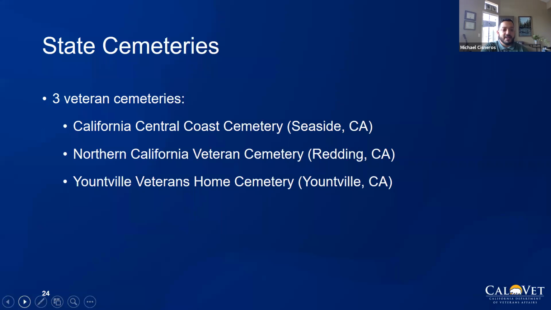And our veteran cemetery, again, probably something you're not thinking about right now, but if you do have somebody within the community or a family member that is looking for services for our California veterans, there are 3 different state cemeteries for veterans here in California. There's one in Seaside, California, which is right outside of Monterey. There's another one in Redding, California, and also one in Yountville, which is right outside of Napa. Now with the Yountville Veterans Home Cemetery, you do have to be a resident of the Yountville Veteran Home to be buried there. So if that's not the situation that you're in, there's the other 2 that you can look into.